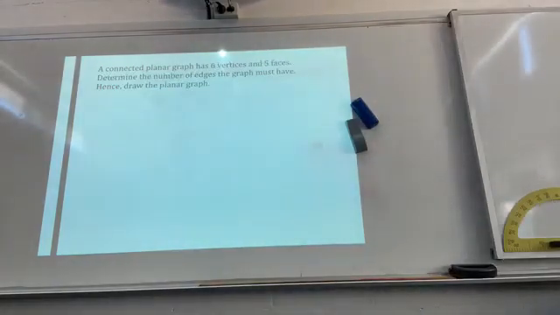Let's try this one. A connected planar graph has 6 vertices and 5 faces. Determine the number of edges the graph must have. And then draw the planar graph.